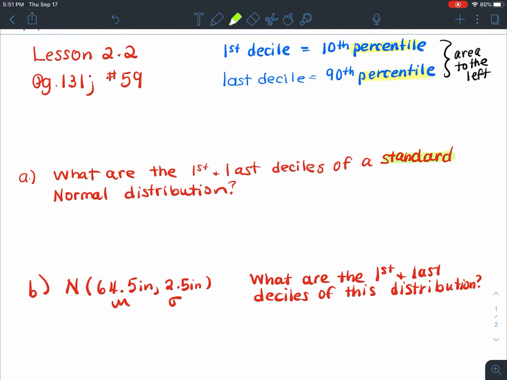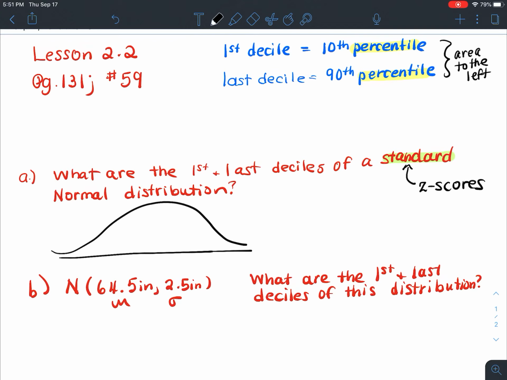So part A was asking, what are the first and the last deciles of a standard normal distribution? The key here is the word standard. When you see the word standard, that means z-scores, okay? So it wants to know what's the z-score for the first decile, or the 10th percentile, and what would be the z-score for the last decile, which is the 90th percentile. I think you're going to find that when you draw a picture and label the information that you're given, it makes answering these problems a little bit easier.